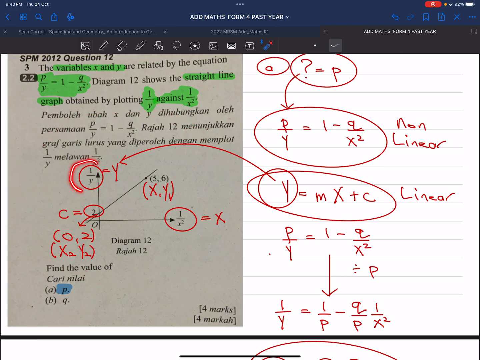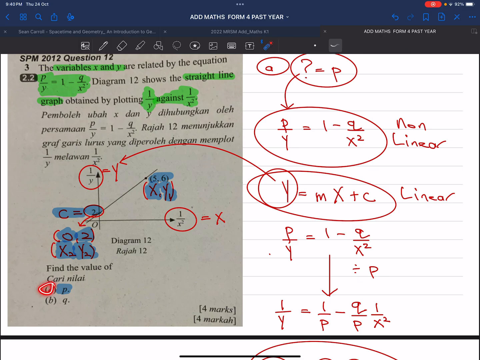Okay, 1 over y is capital Y, 1 over x squared is capital X, and we label the coordinates 5, 6 as capital X1, capital Y1, and the 2 is the y-intercept C. Because this point is the y-intercept, the x-coordinate must be 0, and the y-coordinate is 2, which I label as capital X2 and capital Y2.